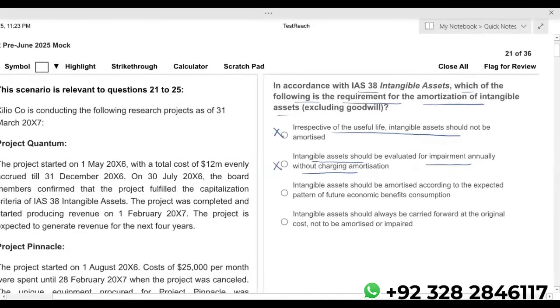Actually, if an intangible asset has an indefinite life, then every year you have to go for an impairment review, whether there is an indication or not. Intangible assets should be amortized according to the expected pattern of future economic benefit consumption. Logical, very true. And it is in IAS 16 as well. According to IAS 16, your depreciation method should reflect the pattern of economic benefit from the asset. The same thing applies here. Intangible assets should always be carried forward at original cost. Simply, Charlie is the answer.